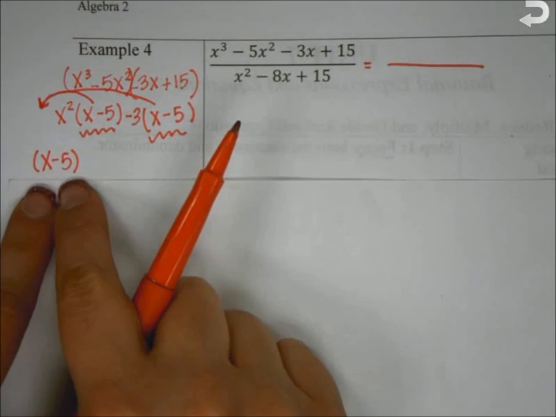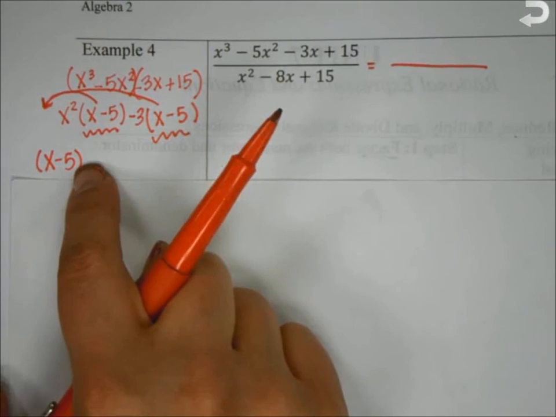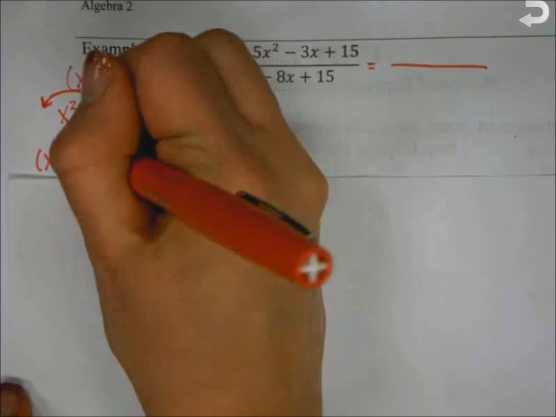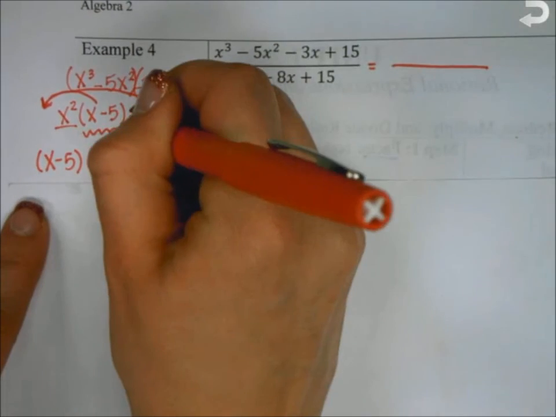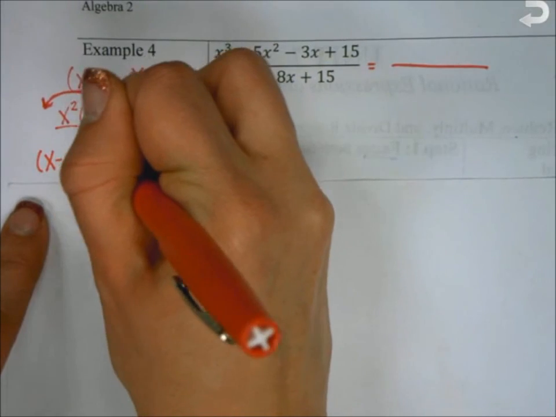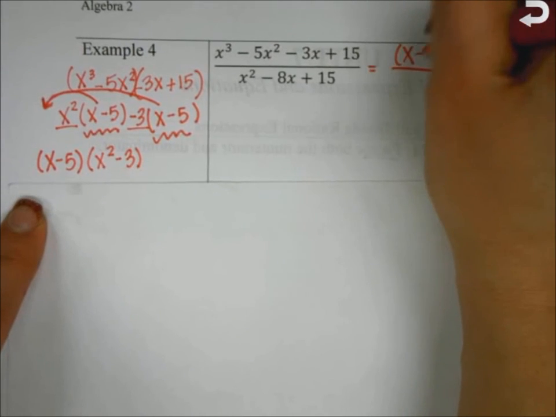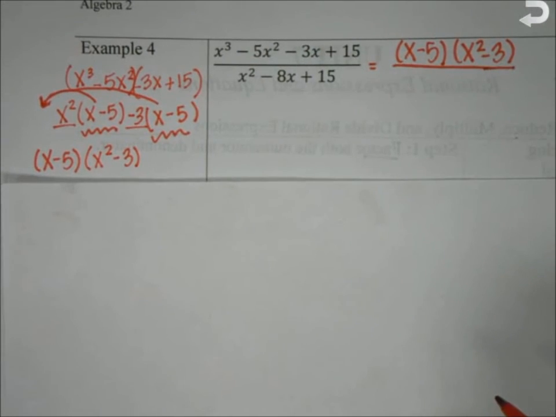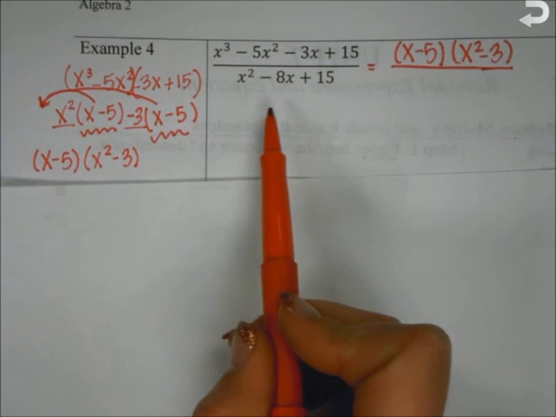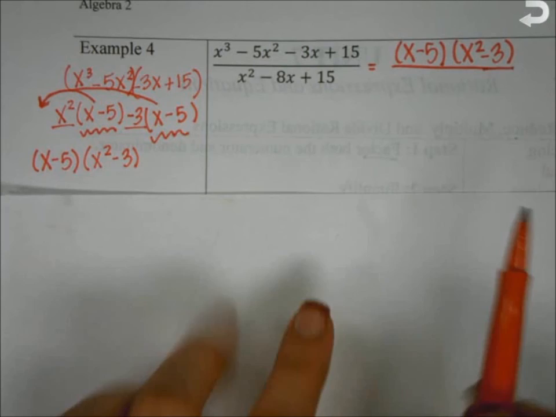Okay, and then what's left on the other side? X squared minus 3. So that's the numerator: x minus 5 times x squared minus 3. The denominator is a little bit easier. What method are you going to use for that? Diamond. So what two things multiply to 15 and add up to negative 8? Negative 5 and negative 3.